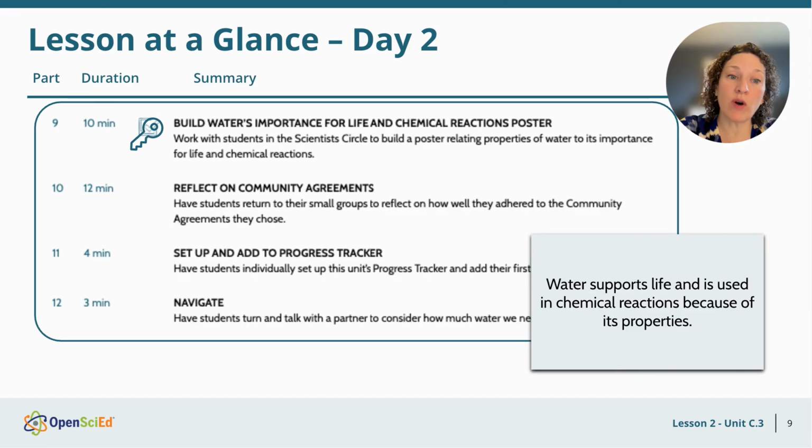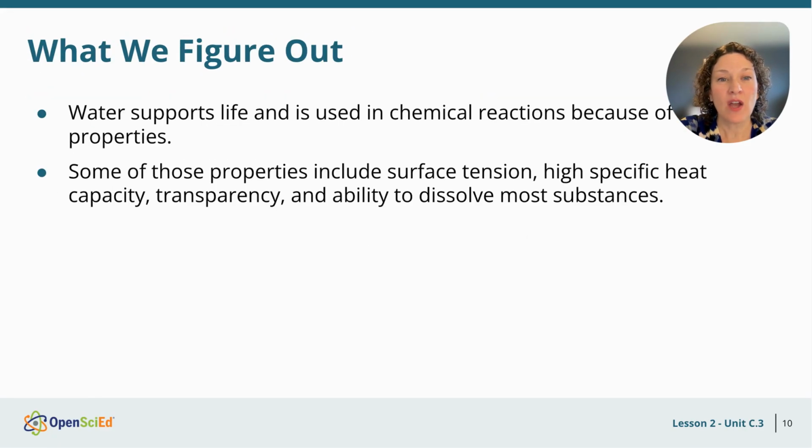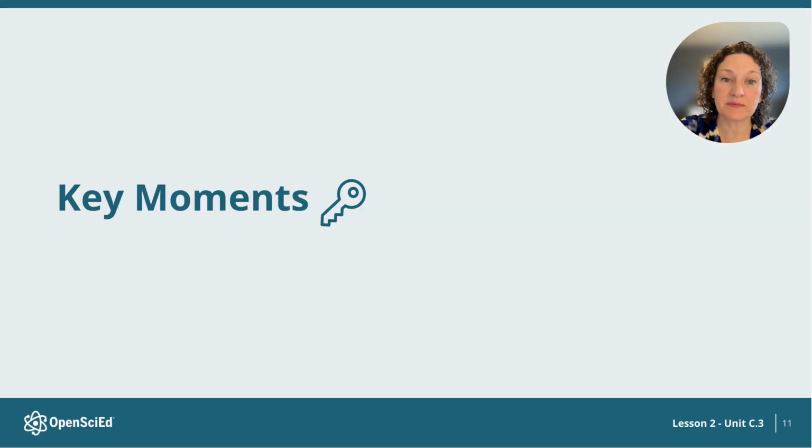We summarize that water supports life and is used in chemical reactions because of its properties. We wonder, could we use what we have heard or seen to find evidence of water on other places or in space? We figure out that water supports life and chemical reactions because of key properties like surface tension, high specific heat capacity, transparency, and its ability to dissolve many substances.